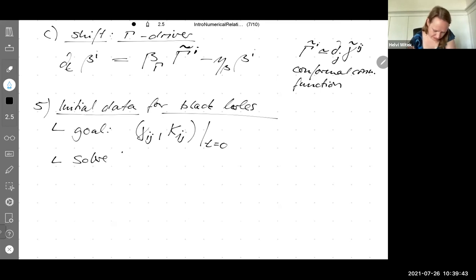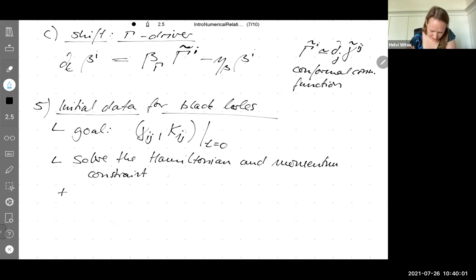So we will solve the Hamiltonian and momentum constraint. But as I said, this fixes 4 degrees of freedom. So we also actually have to give a bit more input and make a couple of assumptions about the type of solutions that we are looking for.